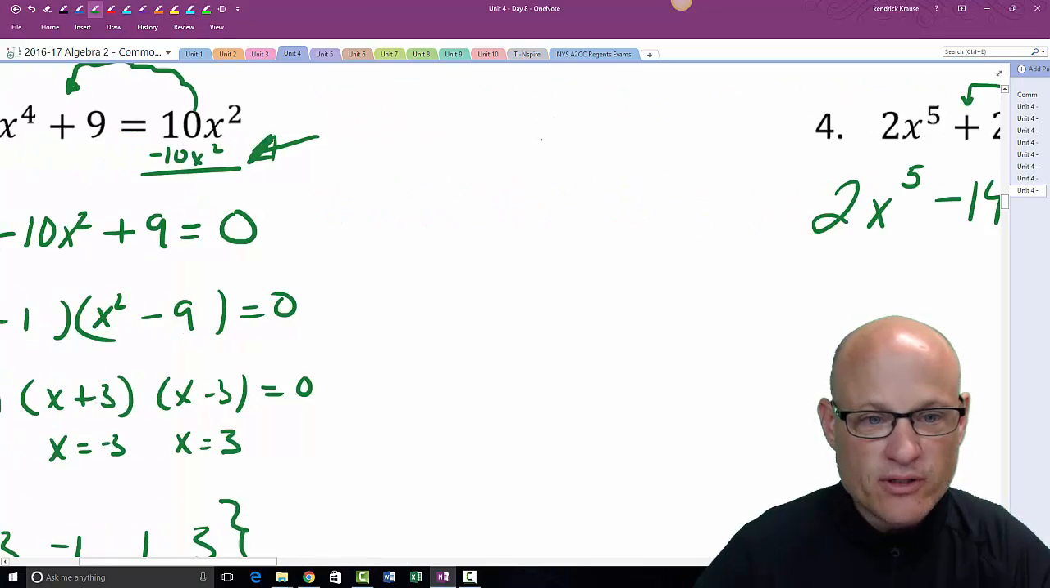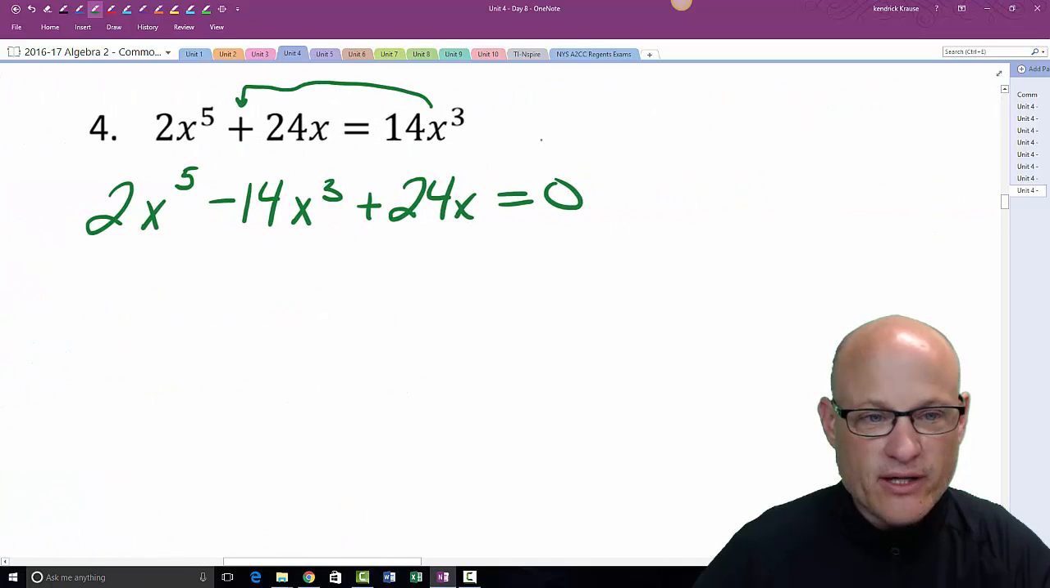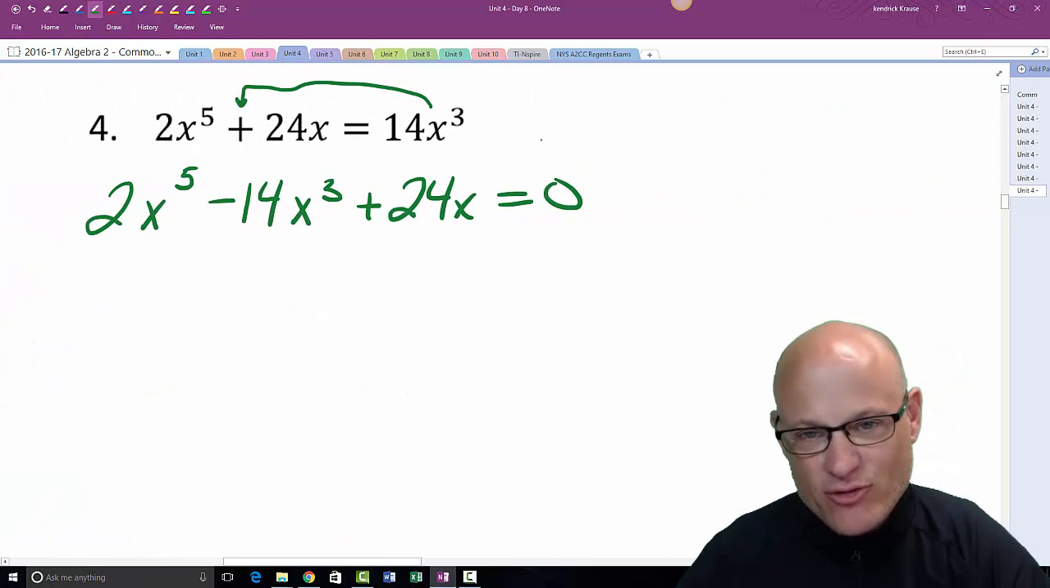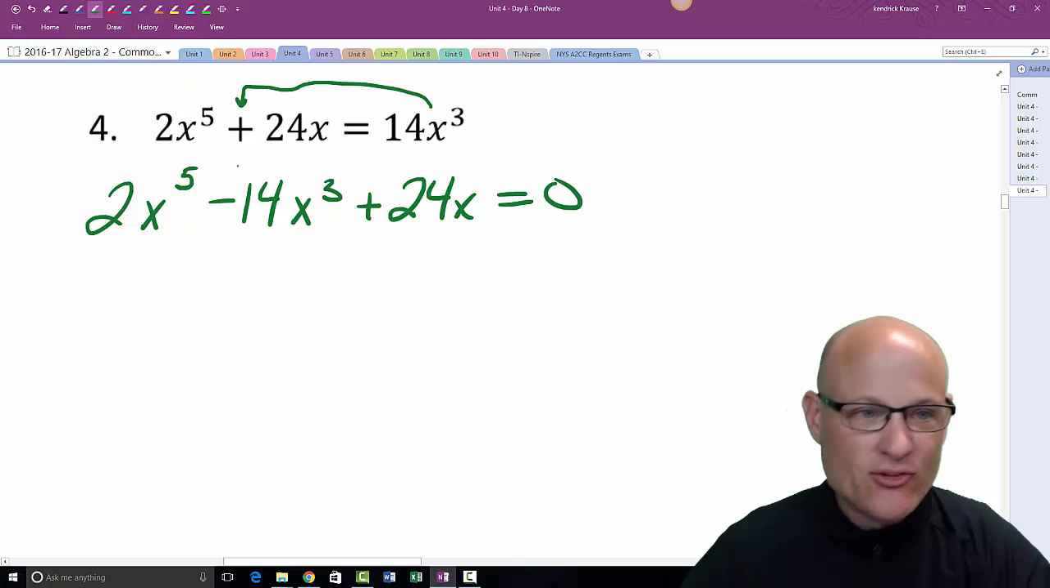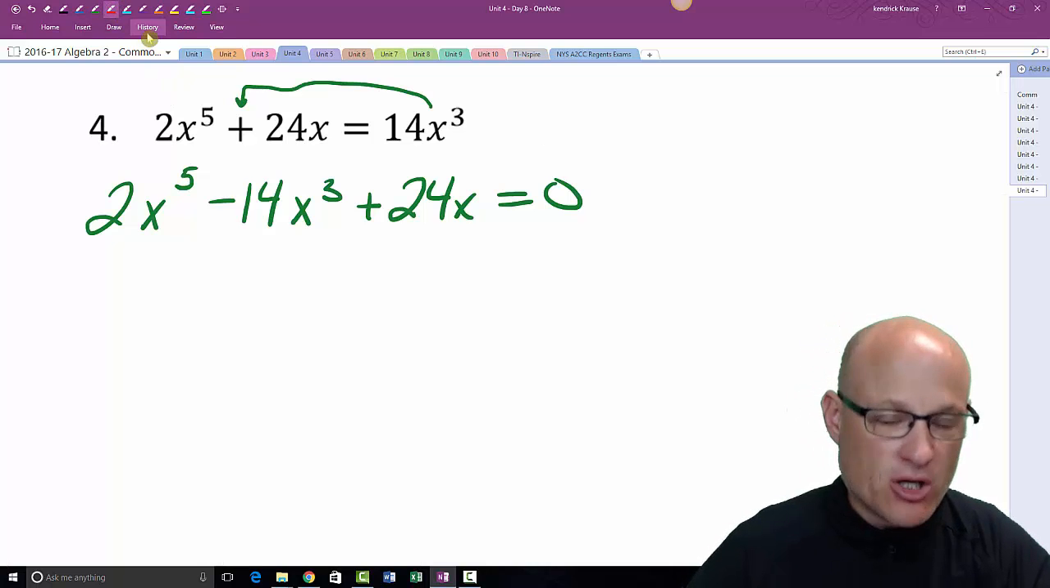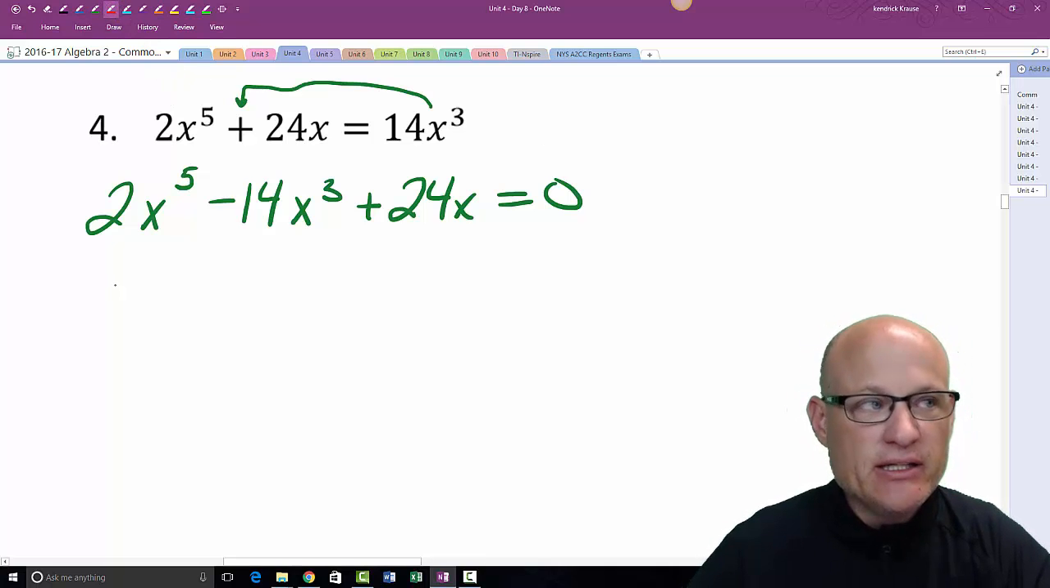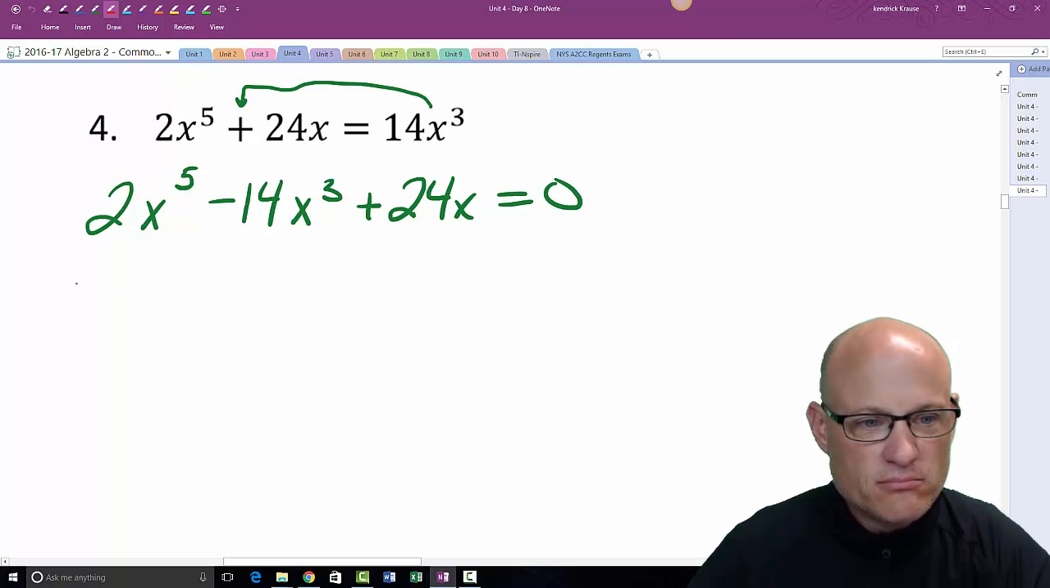Did I write equals 0 over here? By the way, if you don't write equals 0, you're not maintaining an equation, which means you're making a mistake. So make sure you don't do that. Be smart. I don't know, I'll think of the word. Brain's not working this morning. I don't think I've had enough coffee.